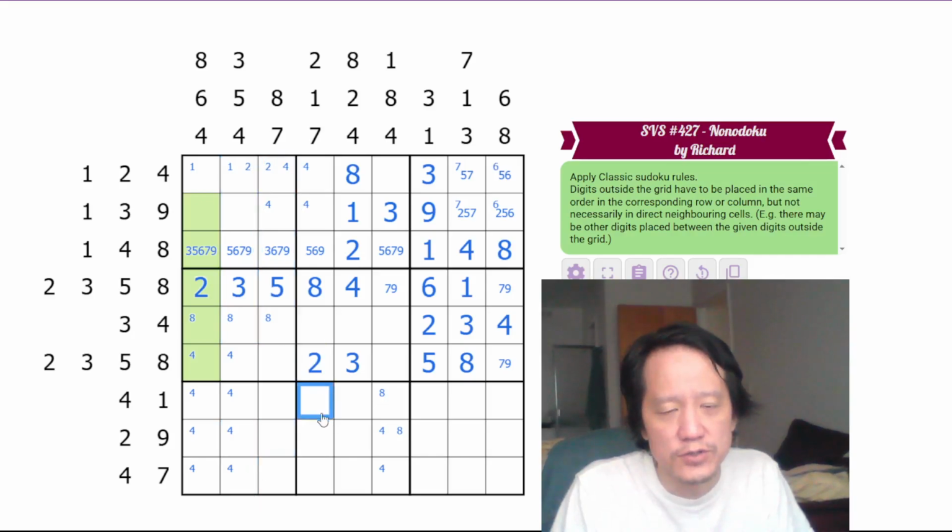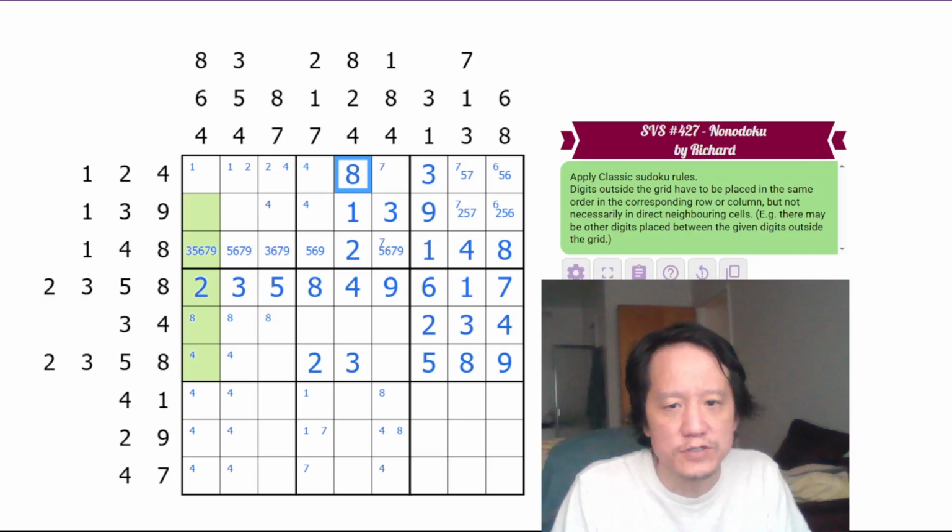2 is here, so this must be 1 and 7 here. So 1 is one of these digits, and 7 is one of those digits. So where is 7 in box 2? It must be one of these two cells, which means this can't be 7. This is 9, which makes that 7, which makes this 9.